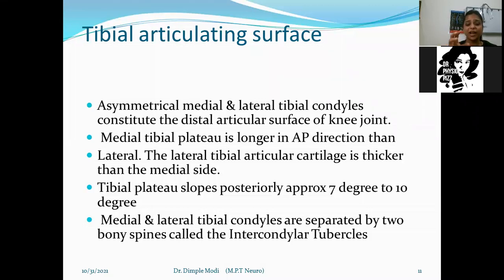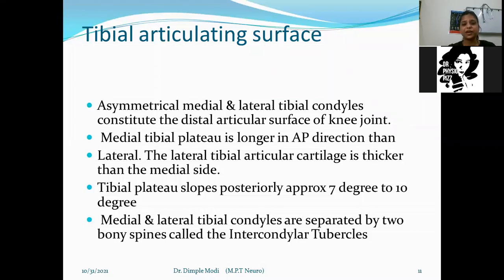Because of this lack of stability, because the articular surface is not that proper, we need additional support. That support is given by the menisci, which increase the knee joint congruency. It helps in stability and weight bearing also, so it gives an overall effect in the movement. So this is where we end with the tibial articulating surface.